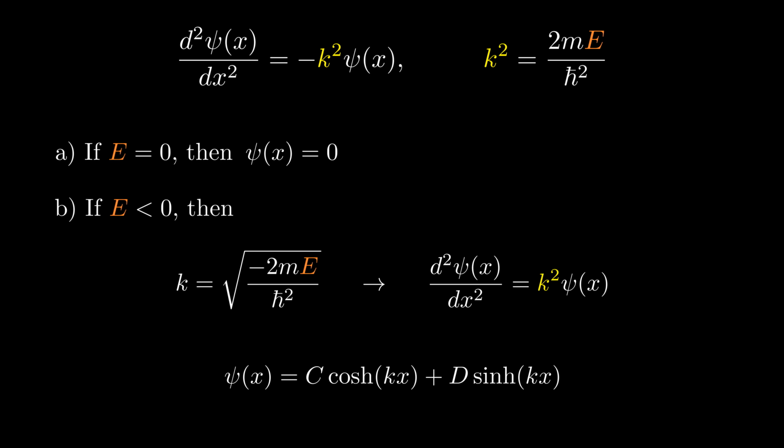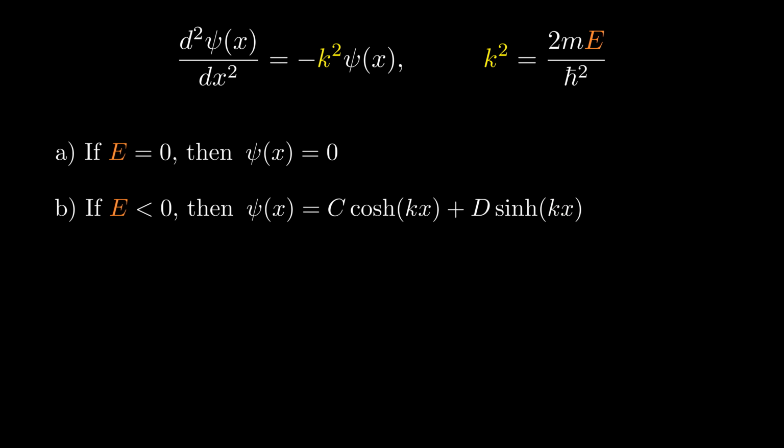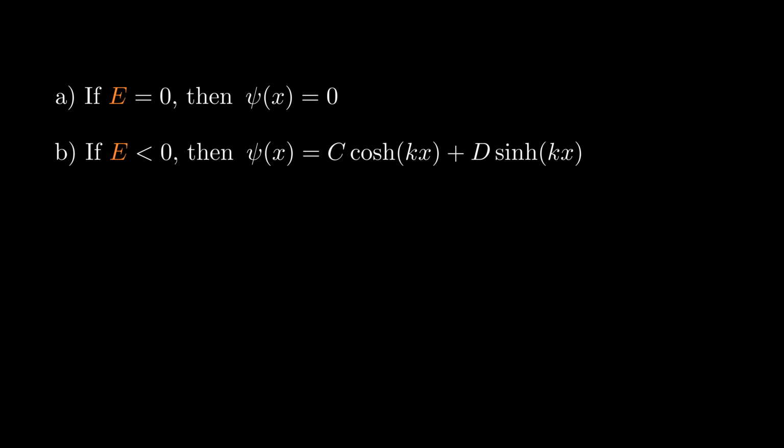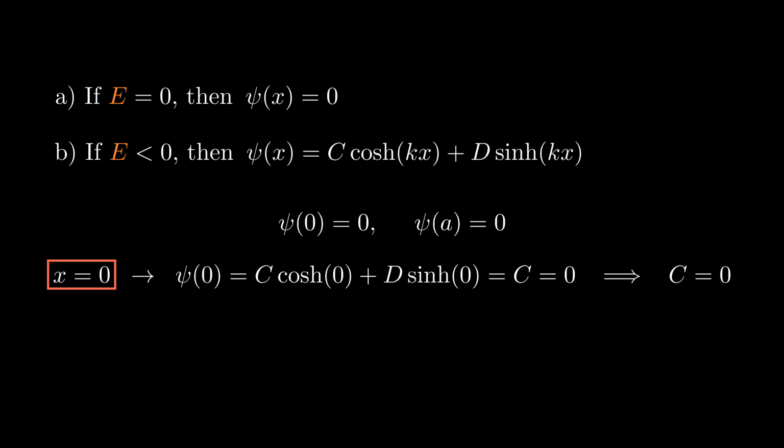Now, we need to apply the boundary conditions to this solution. We know that the wave function must vanish at both ends of the well, at x equals 0 and x equals a. First, at x equals 0, we substitute x equals 0 into the general solution. Since the hyperbolic cosine of 0 is 1 and the hyperbolic sine of 0 is 0, for the wave function to vanish at x equals 0, we must have c equals 0.